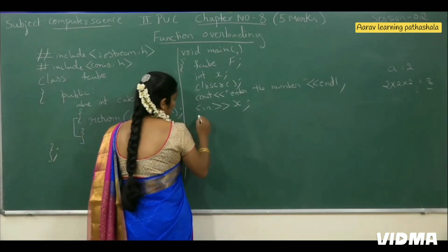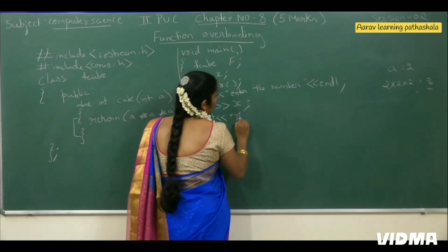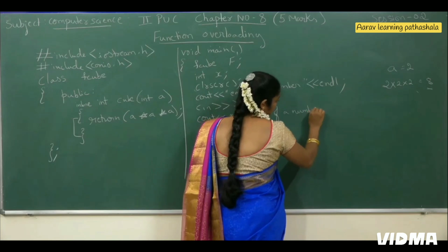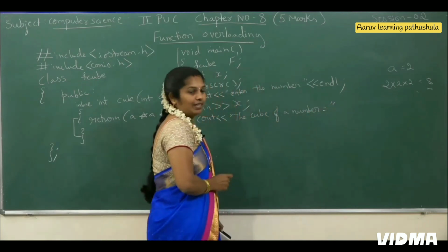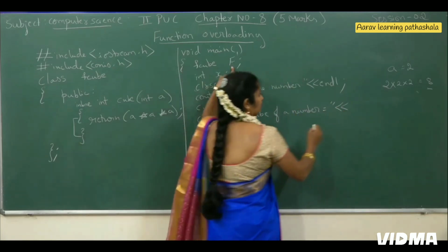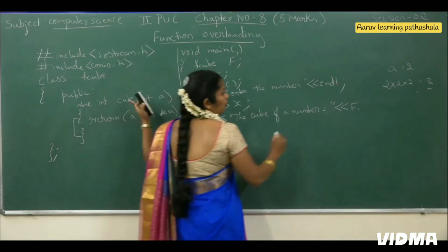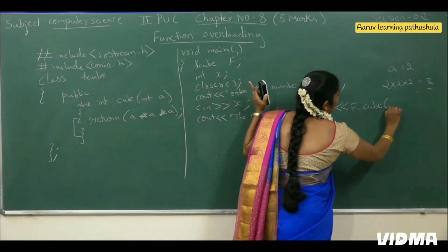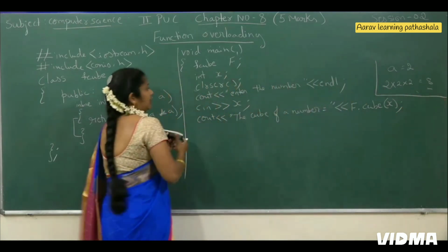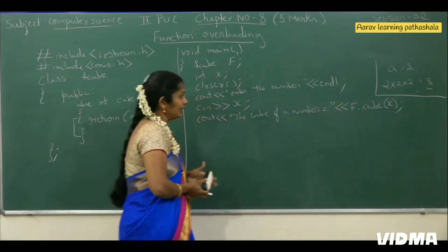Next I am going to call the function. Cout insertion operator, the cube of a number equals, then display the value with the insertion operator. With the help of the function we are calling, that's why f dot, what is the function name we have given here? Cube. The argument I am writing is x here. Then what will it display? The cube of a given number equals f dot cube, inside the bracket x.